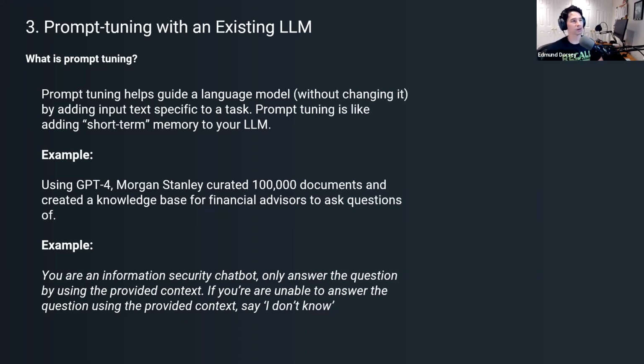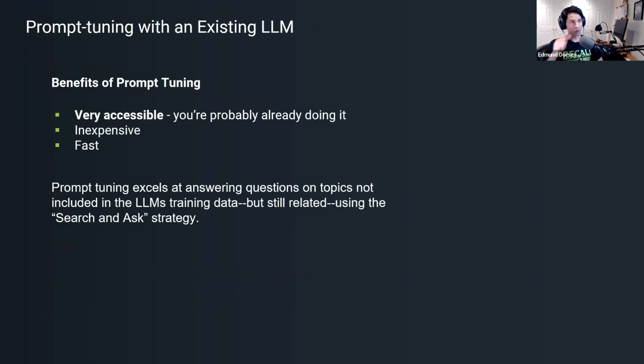This example down here, at the very bottom, is a prompt that maybe you're providing to ChatGPT, to Bard, to Microsoft Bing, to get the bot to essentially answer in a way that is useful to you. So the benefits of prompt tuning: it's very accessible. You're already probably doing it. It's inexpensive, it's fast, and it's still quite powerful, and you can do a lot with it.